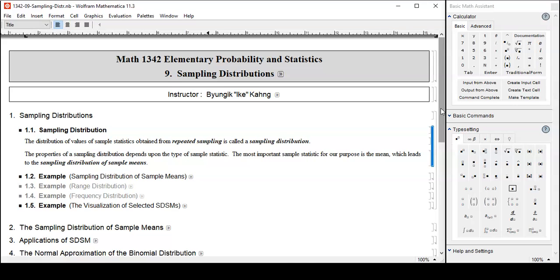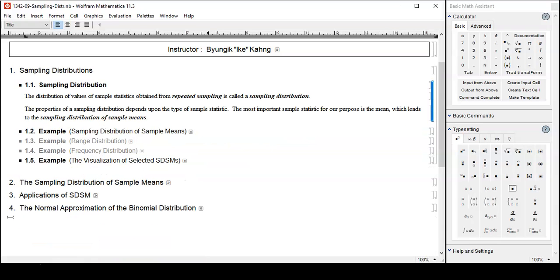So it can be a bit confusing, and I'm going to take care of that with some example problems coming shortly, but please beware of that possible confusion. Now, the properties of the sampling distribution depend upon the types of sample statistics, of course. And they are sums, means, standard deviations, ranges, and so on and so forth. But by far the most important for our purpose here is the means. The sampling distribution of sample means. And that's what we're going to do in section 2, 3, and also 4.